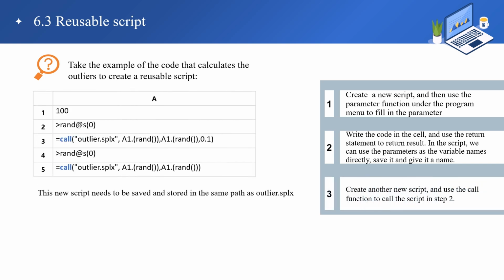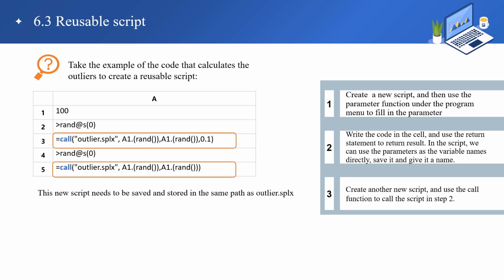Now, create another new script, which will allow us to call the script we just wrote. Use the call function to call another script and get the return value. It should be noted that this new script needs to be saved and stored in the same path as outlier.splx. SPL will generally look for the called script in the path of the current script. If the script has not been saved, there will be no path. If the path is wrong, it is likely that it will not be found.